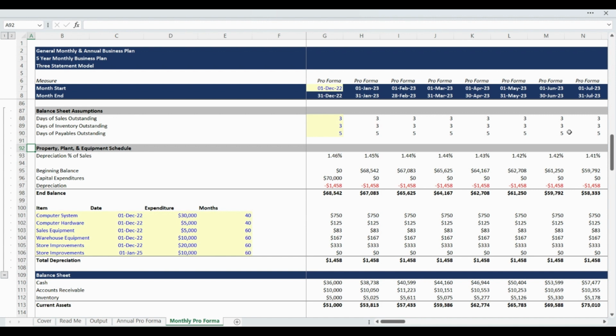Please note that Pro Forma Models never utilizes plugs within our financial models. This means that all items flow through each of the three statements through the use of supporting schedules rather than utilizing accounts to force balance the statements. This leads to enhanced accuracy and credibility.